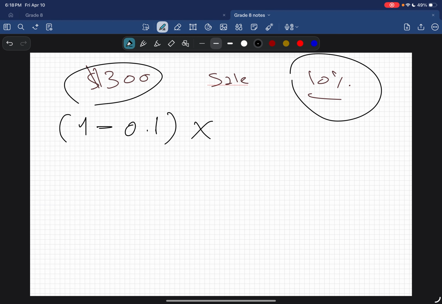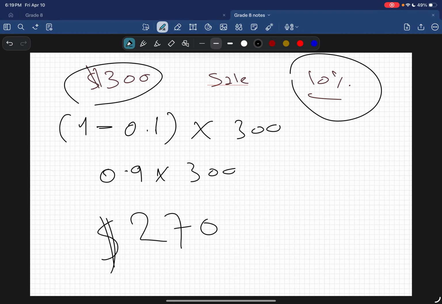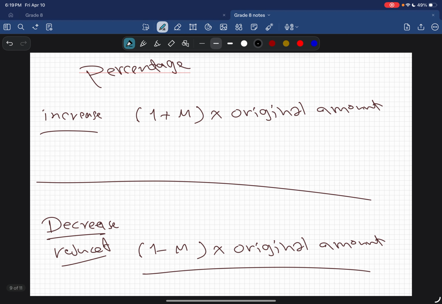So 1 minus 0.1 is 0.9 times 300. When you plot this in your calculator, 0.9 times 300, guys, it's going to be 270. So the new amount of the t-shirt is $270. Using the formula, you can plot it, and everything is going to be right. I showed you this part, which is really important, and this sign here differentiates everything.